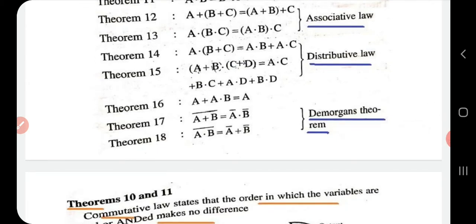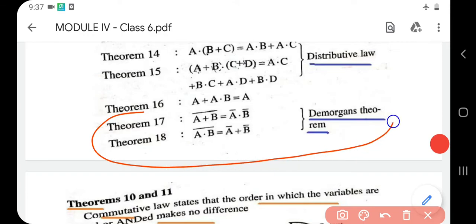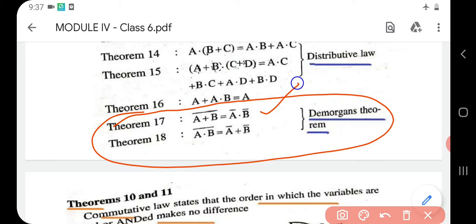Then two most important theorems. This is a very important theorem in Boolean expression, that is De Morgan's theorem. One statement is (A plus B) the whole bar equal to A bar dot B bar, and the second statement is (A dot B) the whole bar equal to A bar plus B bar. This we will prove later. This is a very important session of this topic. Okay.